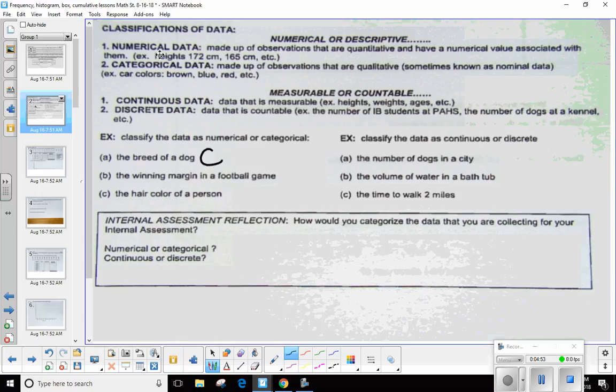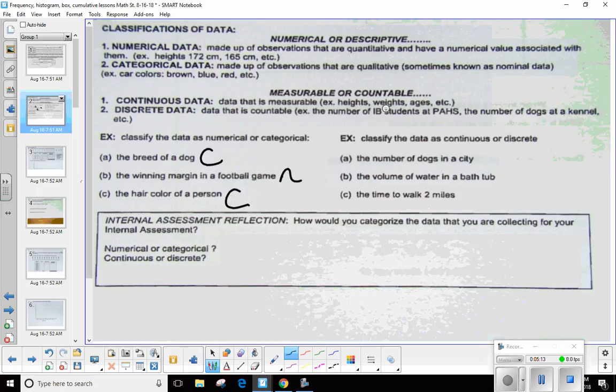What about the winning margin in a football game? Okay, that would be what? Numerical, very good, because it can be assigned a numerical value. What about the hair color of a person? Yeah, that's categorical. So this is just designed to get you thinking about the types of data you could collect and what's going to be the most useful for you.